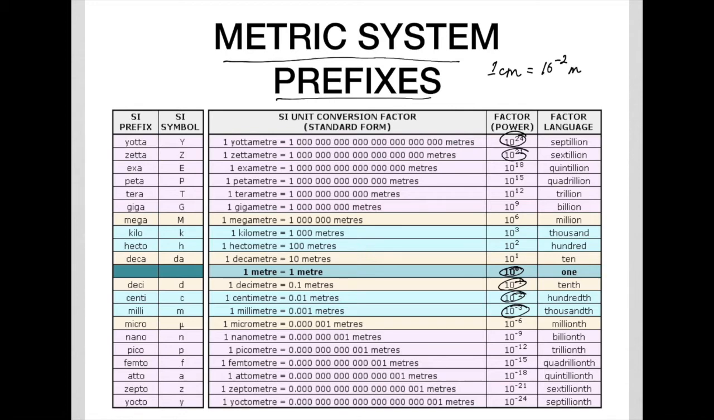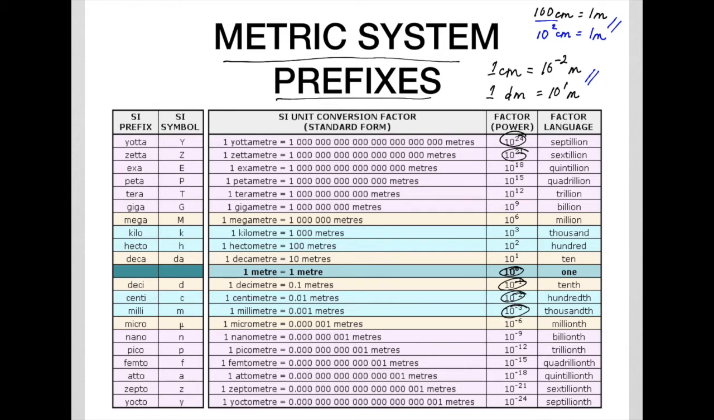If I have 1 decameter, that is equivalent to 10 raised to 1 meter. Now, take note, this 1 centimeter, we have this idea that 100 centimeter is equals to 1 meter. Is this concept consistent with our new concept? Yes. Simply because if we're going to study this 100 centimeter, that can be expressed as 10 raised to 2 centimeter is equals to 1 meter.